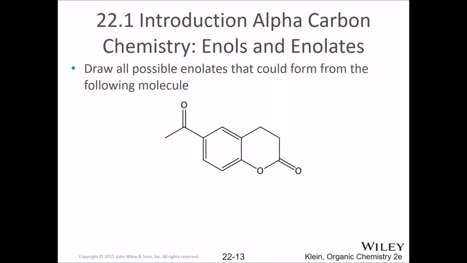Okay, I'm going to suppose that you did. We've got a little ways to go here. Actually, a long ways to go. This is a long video. So now draw all possible enolates that could form from the following molecule. Now, in order to do that, draw all possible enolates. I'm going to pause the video now, and then I'm going to make some comments about it when we come back.